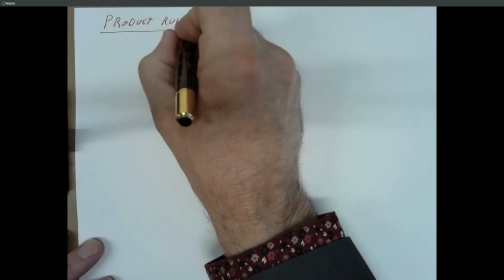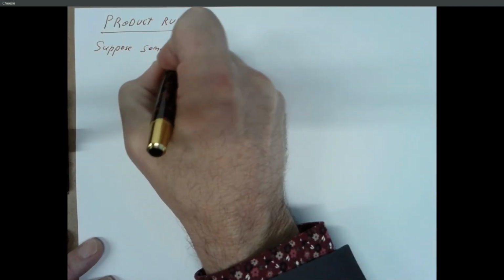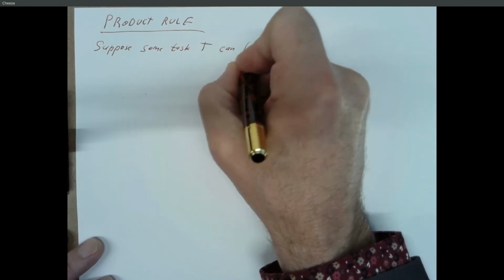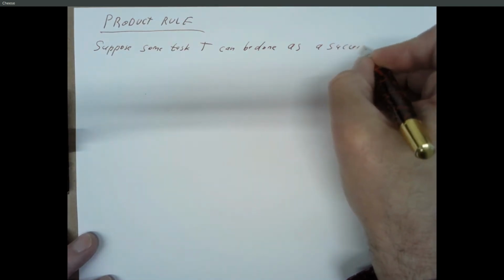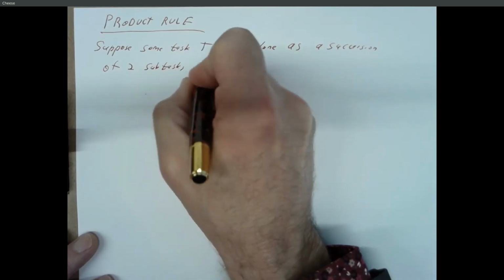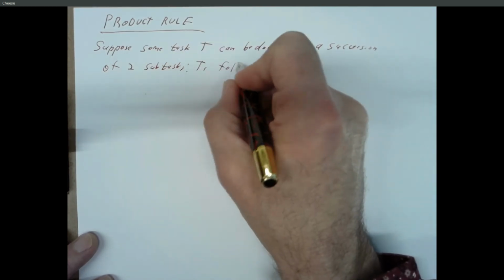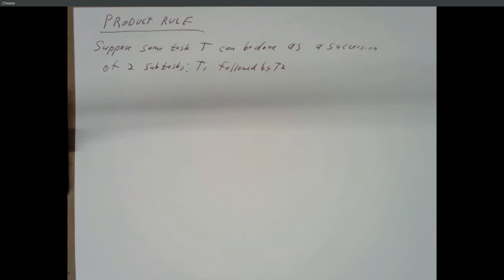This is a pretty straightforward concept, but it's useful in a lot of different applications. So suppose some task T can be done as a succession of 2 subtasks, T1 followed by T2. So we got some task we want to do. We want to build a school, we want to eat lunch, something. And we can break it down into doing 2 smaller tasks. First you have to do task T1, then you have to do task T2.